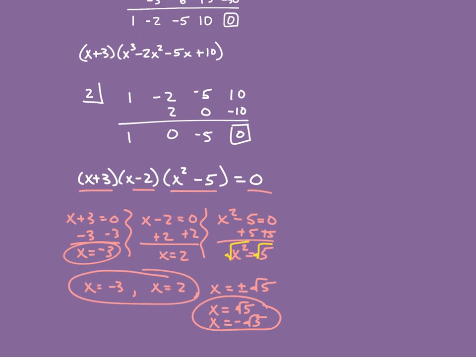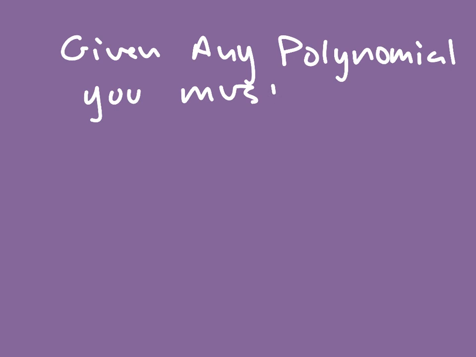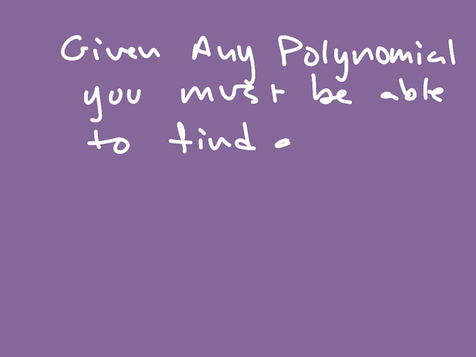So it's important that given any polynomial, you can solve it. So let's write that down. Given any polynomial, you must be able to find all zeros. So not only is this really important in, say, Algebra 2, college algebra, pre-calculus, but it's really important when you get to calculus, because you've got to be able to take anything and see where it crosses the x-axis. That's really important in calculus.